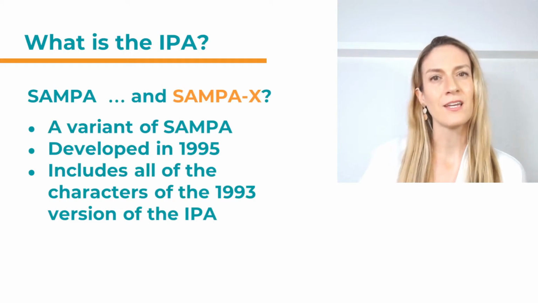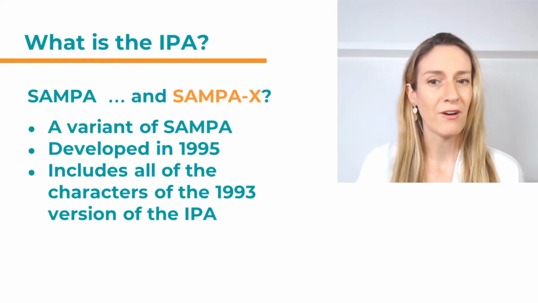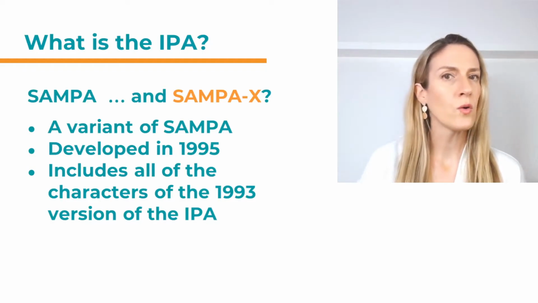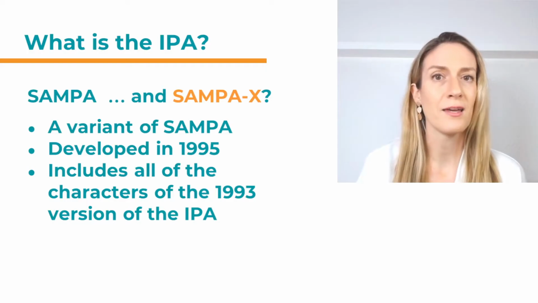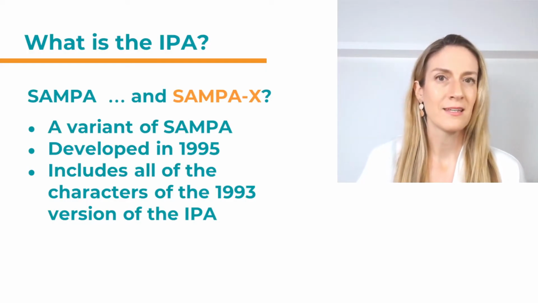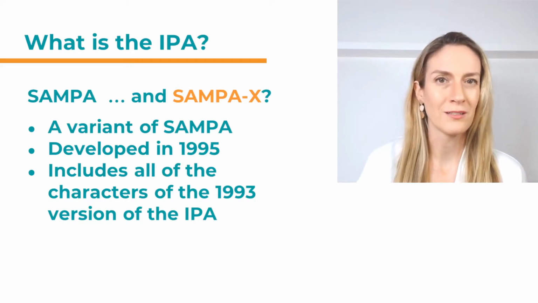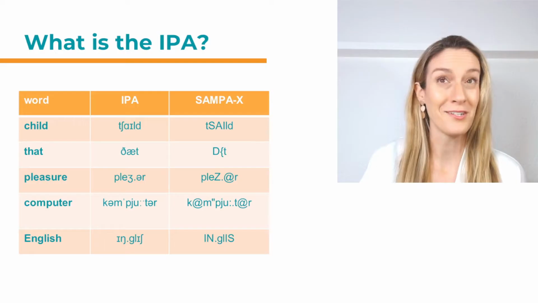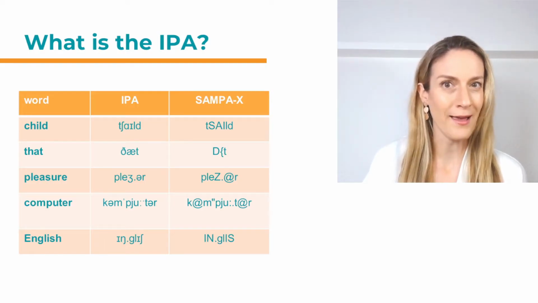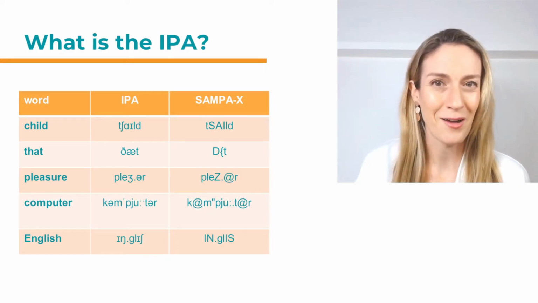Now, this is a variation of SAMPA. It was developed in 1995. It includes all the characters of the 1993 version of the IPA. And this is, again, just to make it a little bit easier to transcribe using a keyboard. Here's an example, because you probably think, what does that look like now? I know what the IPA looks like. What about the SAMPA-X? So here are a couple of words just to show you some examples.